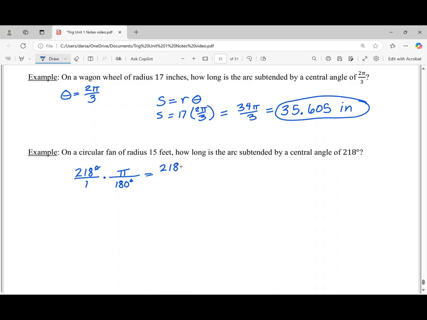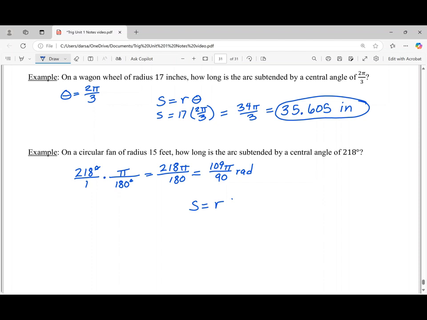So in radians, this is 218 pi over 180. If we put this in our calculator, that's 109 pi over 90 radians. Now that our angle is in radians, what is the arc length subtended by this angle?